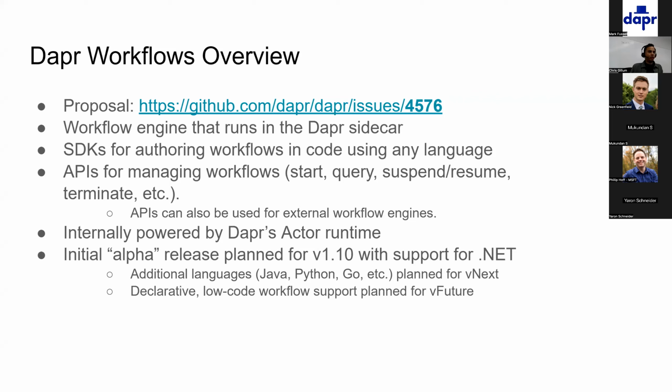We have a bunch of additional languages that we're planning for what I'm calling vNext, including languages like Java, Python, Go. And further down the road, we also want to add support for declarative low-code workflows, where maybe you don't want to use a programming language, but you want to use something like a designer, or you just like markup like JSON or YAML.